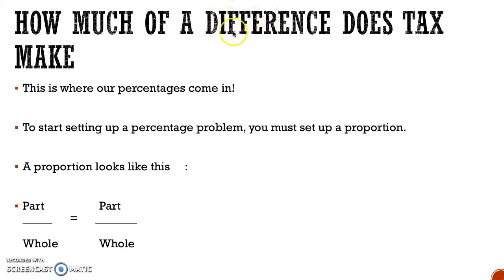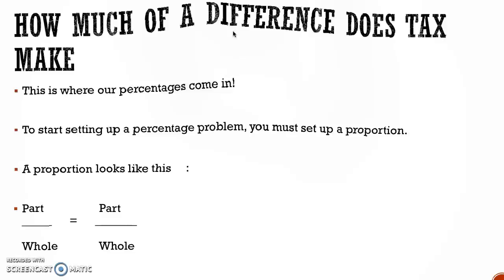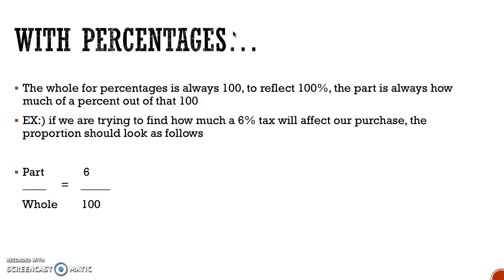To start setting up a percentage problem, you must set up a proportion. A proportion looks like this: a part over a whole equals a part over a whole. Now, to get your percentages, the whole is always 100%. This is to reflect the 100%. The part is always how much of that percent out of that 100. So for example, if we're trying to find out about how much a 6% tax will affect our purchase, the proportion should look as follows. The part over the whole is the 6% tax over the 100% whole.